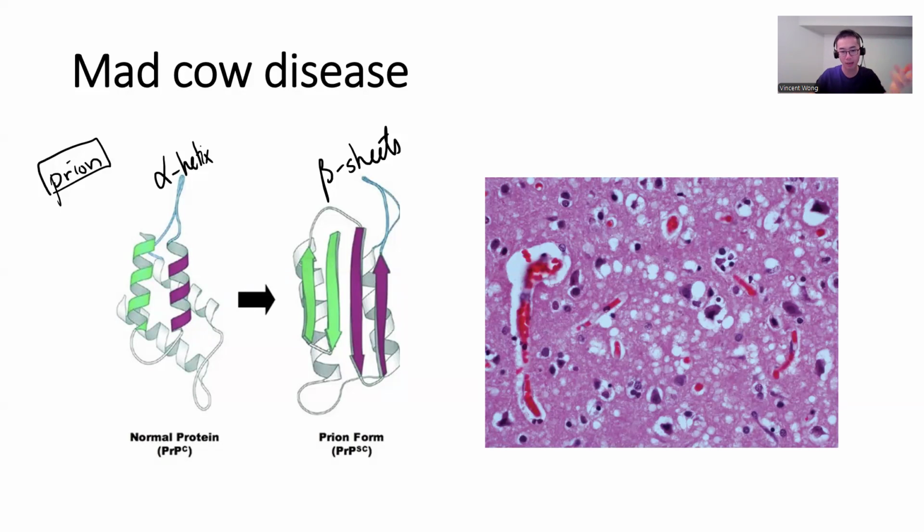You are not supposed to have holes in the brain. This is the brain tissue of someone who died from mad cow disease. You can see there are so many holes. All these are holes. And the holes are basically what kills the person. It's the death of the neurons.